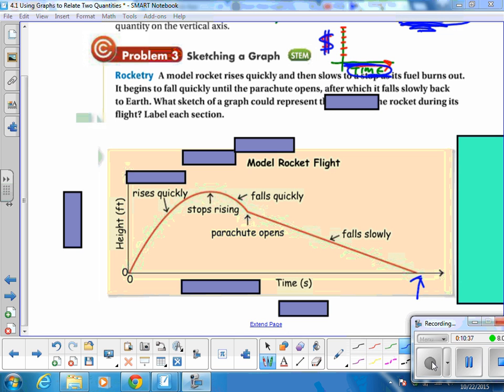I guess my graphs, the rockets that I usually do, end up going about right here and stopping right there, because my rockets usually land in a tree.